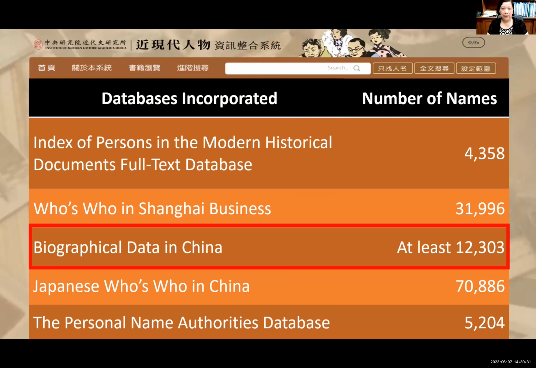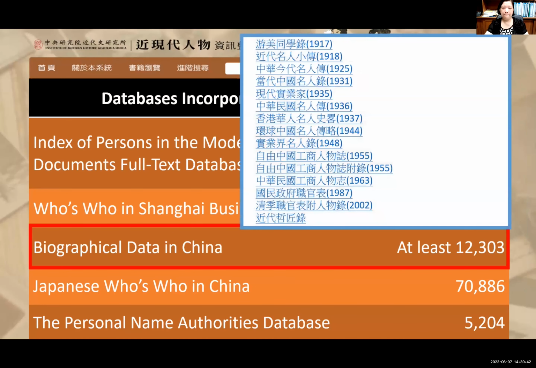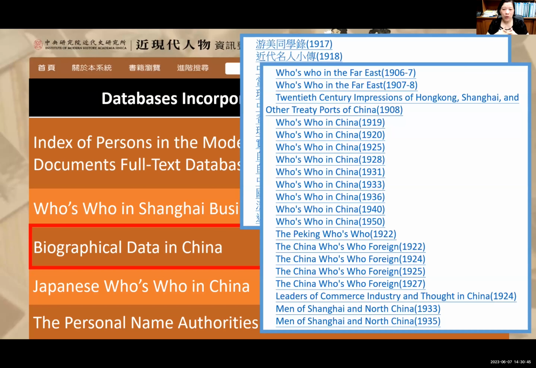Biographical data in China, 中国人物传记资料, includes both Chinese and English Who's Who books. Almost all the books in this collection are full text searchable. Some texts are not shown with the scanned image in the browse mode, and the English texts were processed by OCR and are not yet proofread. So you can see that all these data are not of the same quality.